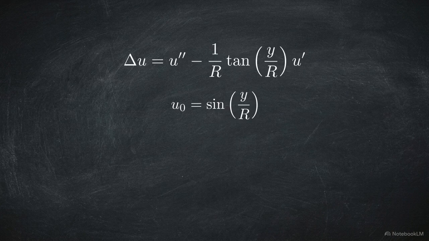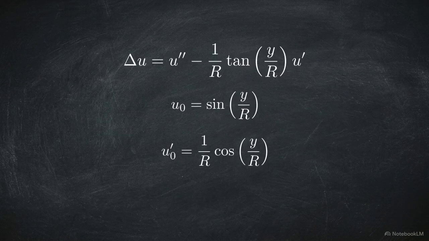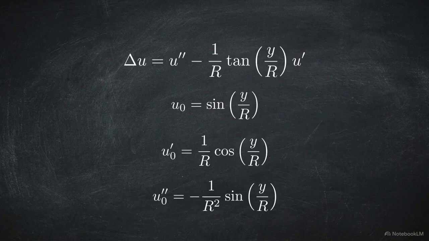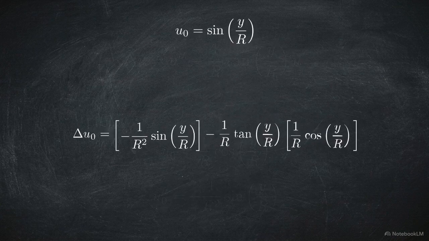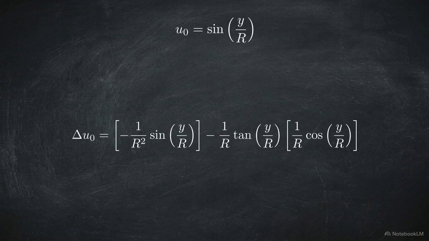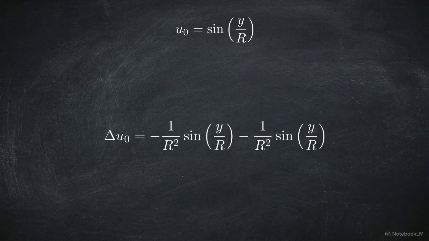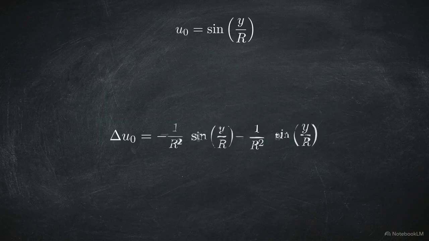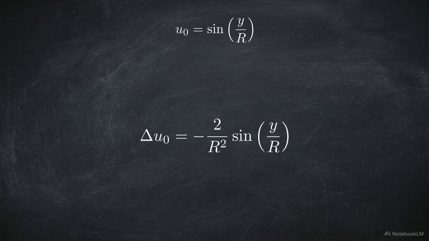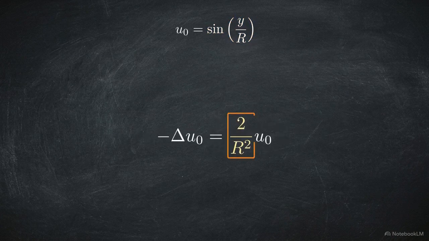To calculate an upper bound for the ground eigenvalue, we evaluate this operator using a proposed ground eigenfunction, sine of y over r. The first derivative of this test function is 1 over r times the cosine of y over r, and the second derivative is negative 1 over r² times the sine of y over r. We substitute these derivatives back into the customized operator. The tangent and cosine terms cancel out, leaving two identical negative sine terms scaled by 1 over r². Those terms collapse into exactly 2 over r² times our original test function.